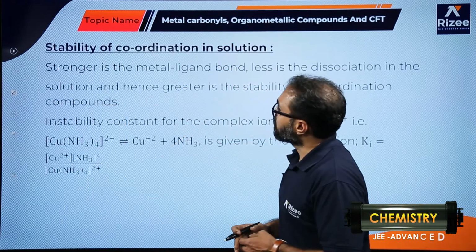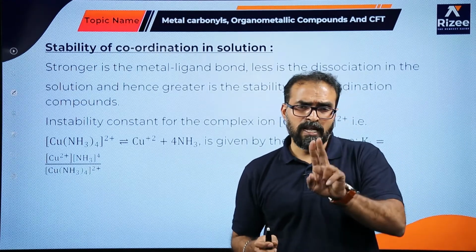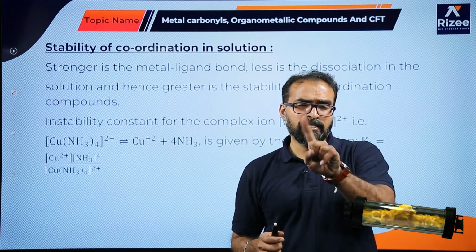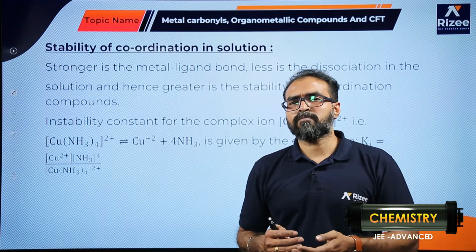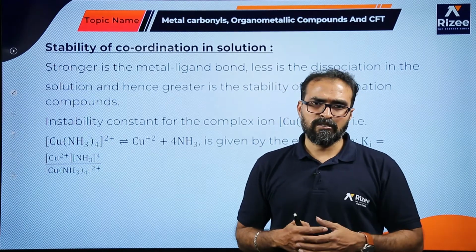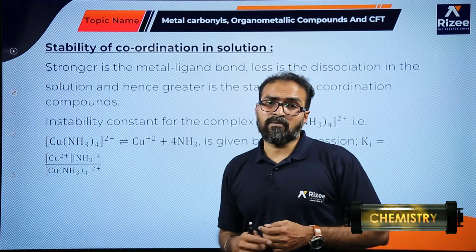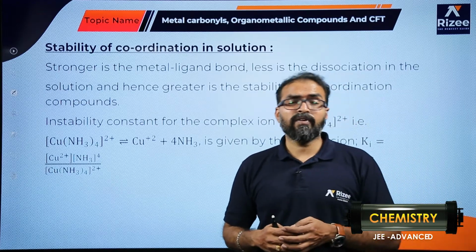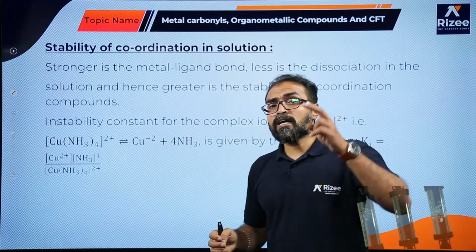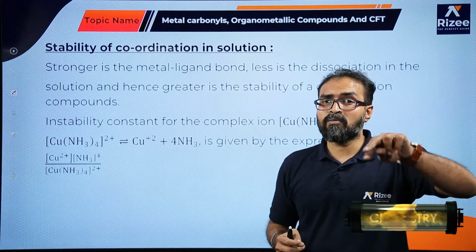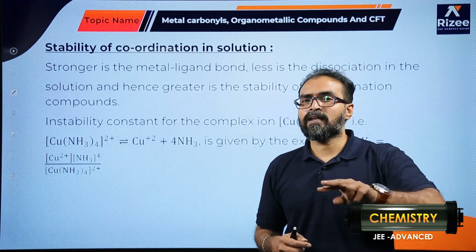Stability of coordination compounds in solution. How can you explain the stability of a complex in a solution? There are two ways to explain the stability. One is thermodynamic stability, the second is kinetic stability. Thermodynamic stability is with respect to the bond strength and potentials of the metal ion. Kinetic stability is with respect to the rate of the reactions. According to thermodynamic stability, a complex can be stable or unstable. With respect to kinetic stability, a complex can be labile or inert.